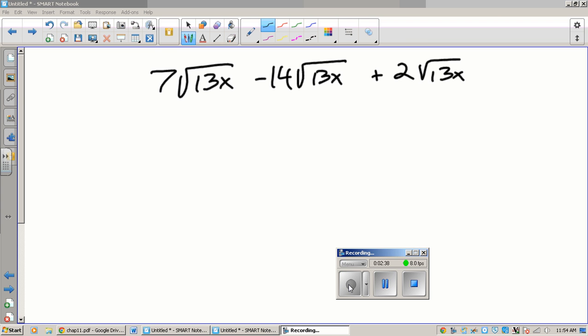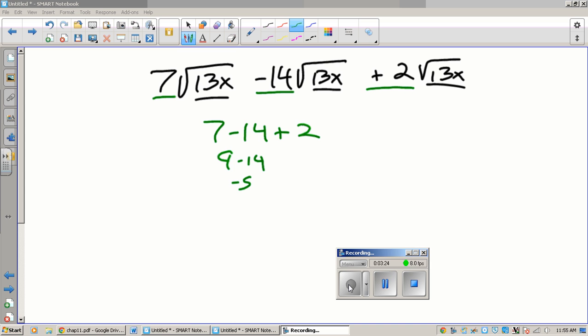Here we've got another problem: 7 radical 13x minus 14 radical 13x plus 2 radical 13x. If you want to, go ahead and press pause and solve it and see if you get the same answer that I do. Okay, so here I see I've got like radicands. They're all radical 13x. I don't know what x is, but I can still simplify by combining like terms. So I've got 7 minus 14 plus 2. 7 plus 2 is 9, and 9 minus 14 equals negative 5. So I've got negative 5 radical 13x. Simple as that.